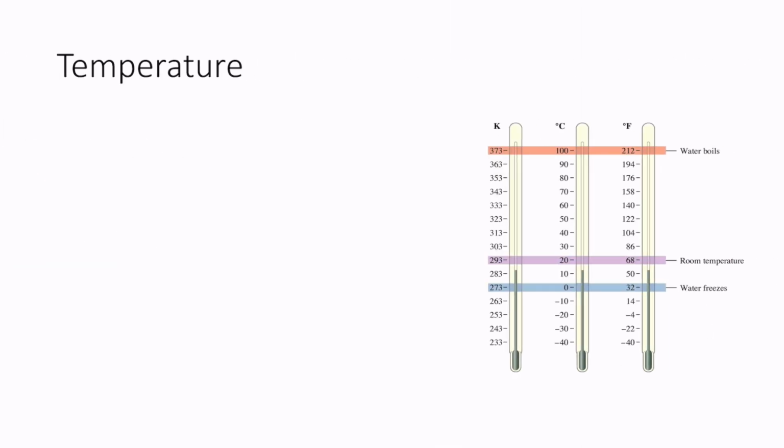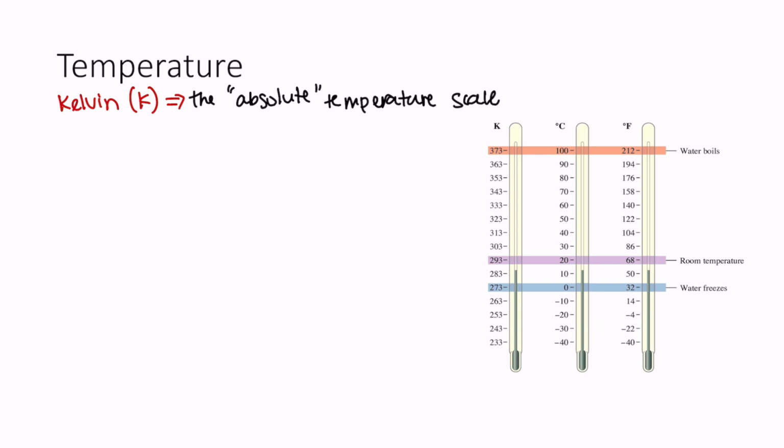Temperature is another unit that we have, and we have three different scales that we use. We have Kelvin, Celsius, and Fahrenheit. So the Kelvin scale, which is given the symbol capital K, is known as the absolute temperature scale. And that's because it starts at absolute zero.